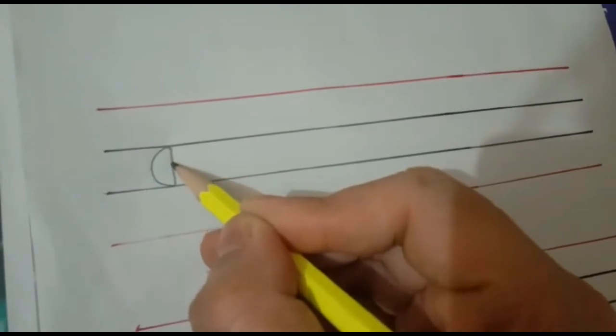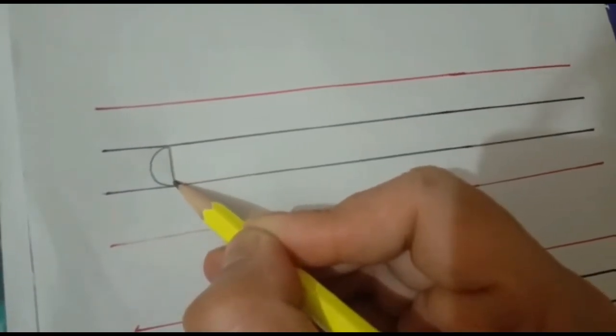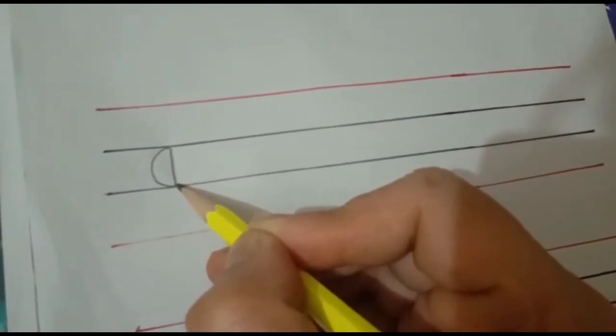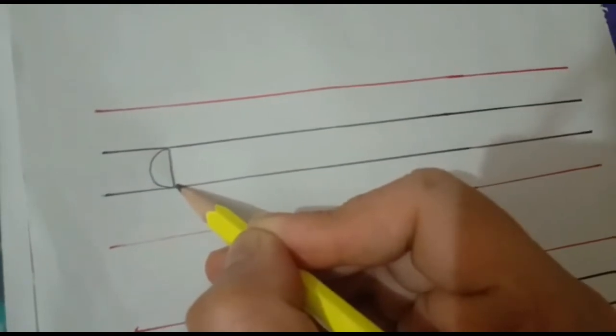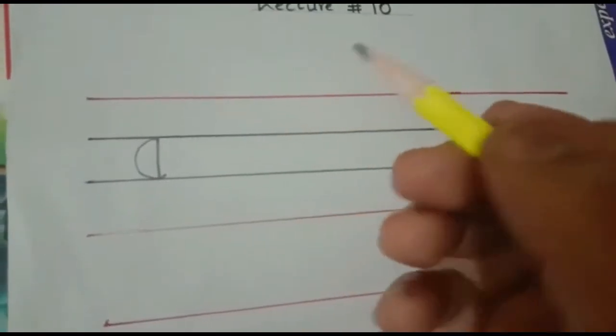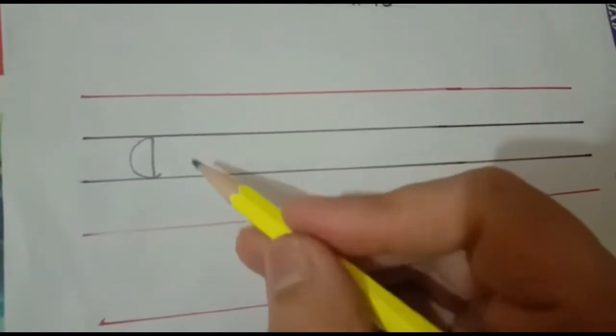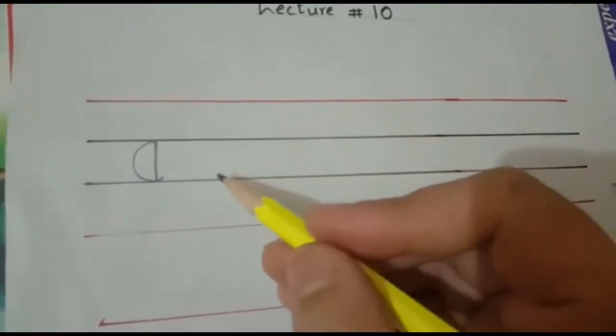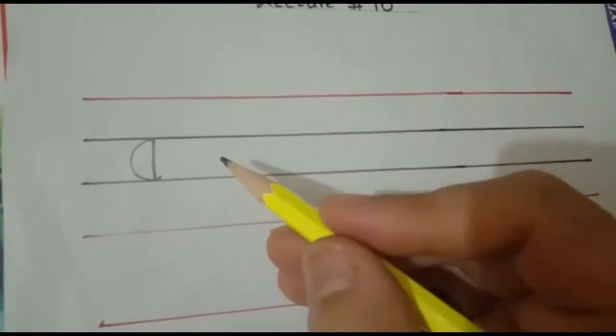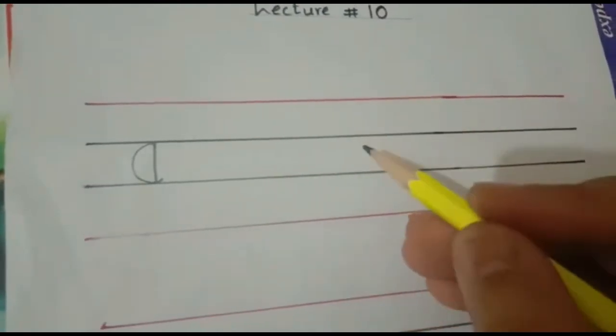Now come down like this and touch the base line again, and here I will make a little tail with it. Okay, this is small a and it should be in 2 lines, middle and base. And the sound of this letter is A, A. It has a long sound.